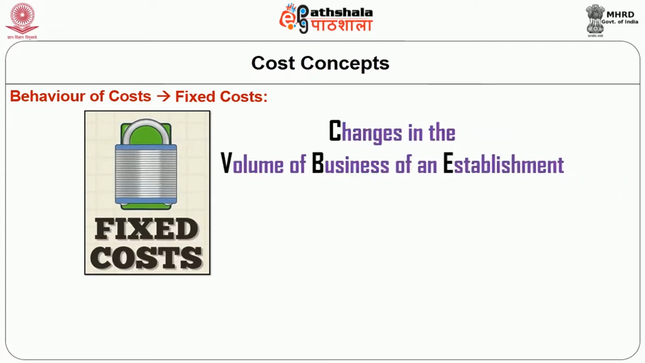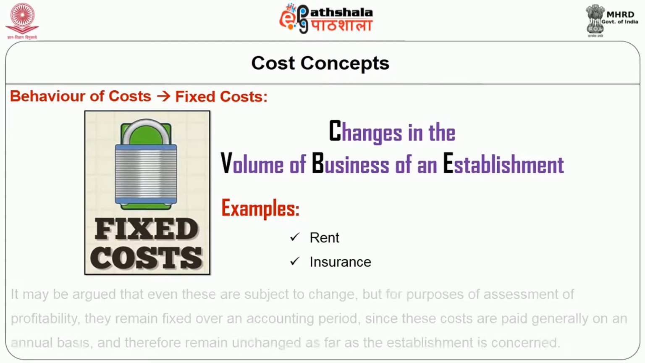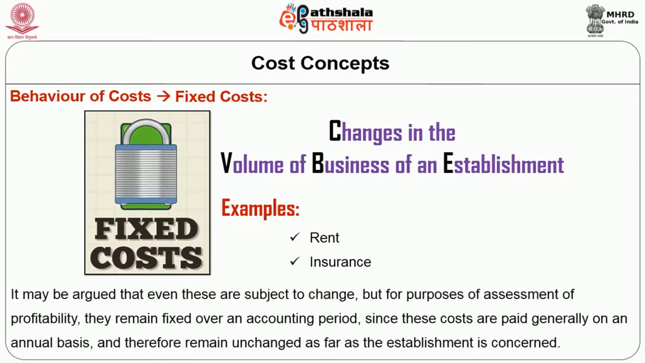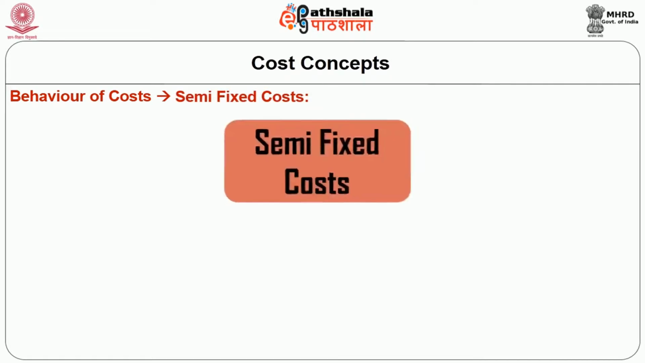As the name suggests, these costs virtually remain unaffected by changes in the volume of business of an establishment. Examples of such costs are rent, insurance, and so on. It may be argued that even these are subject to change, but for purposes of assessment of profitability, they remain fixed over an accounting period. Since these costs are paid generally on an annual basis, they remain unchanged as far as the establishment is concerned. The next one is semi-fixed costs.